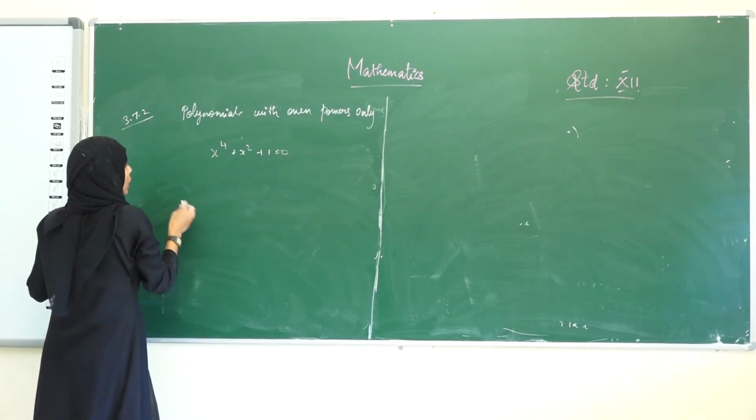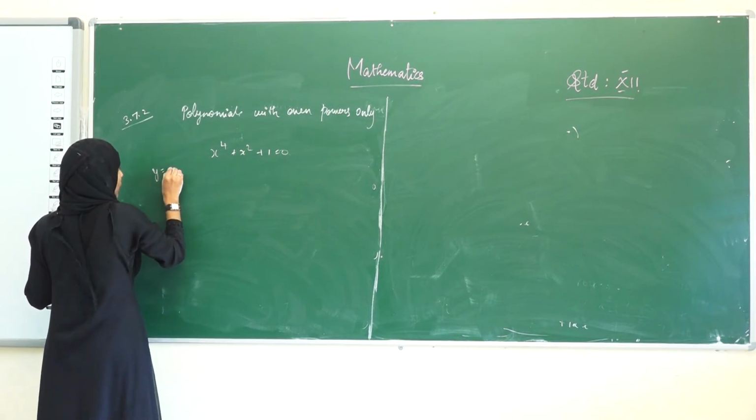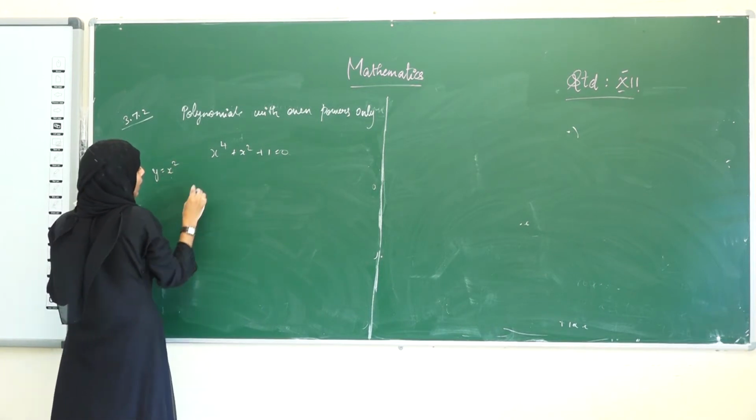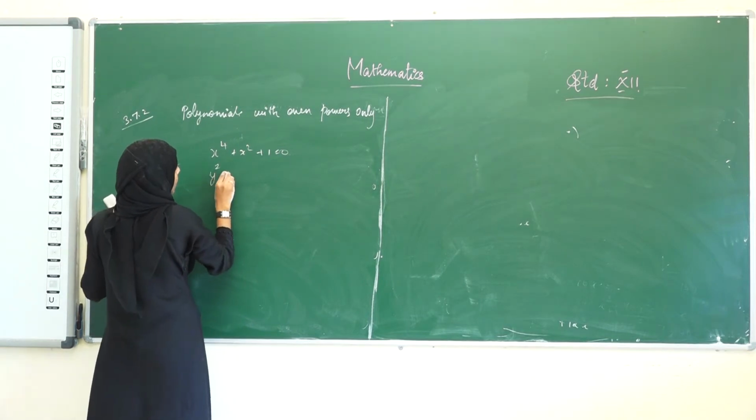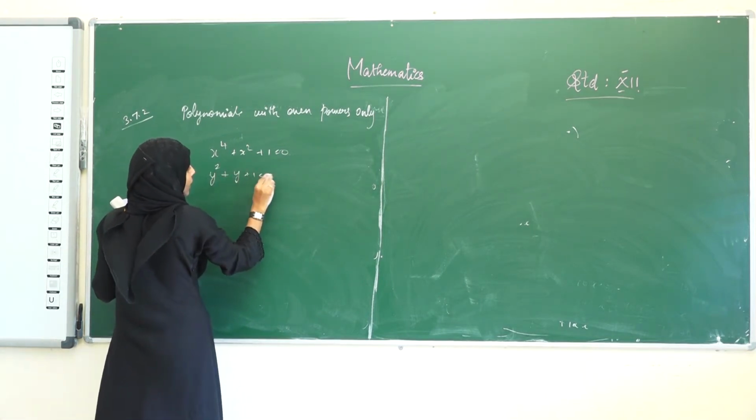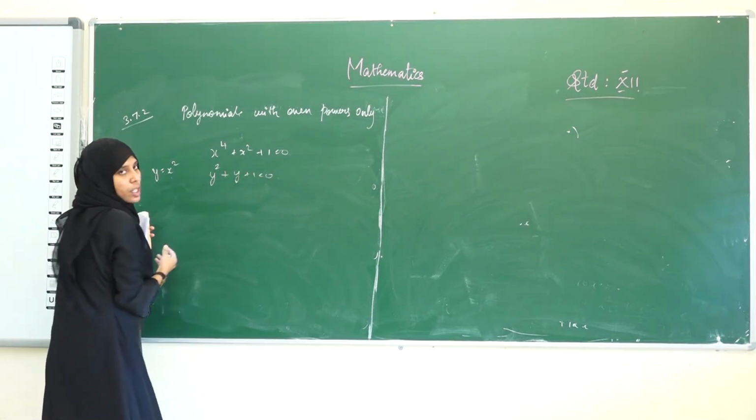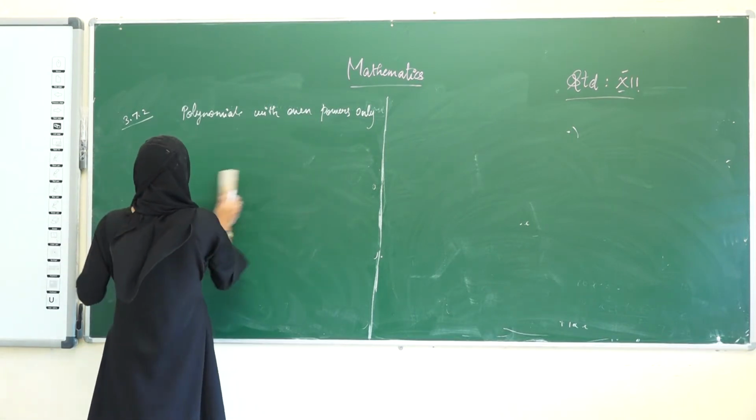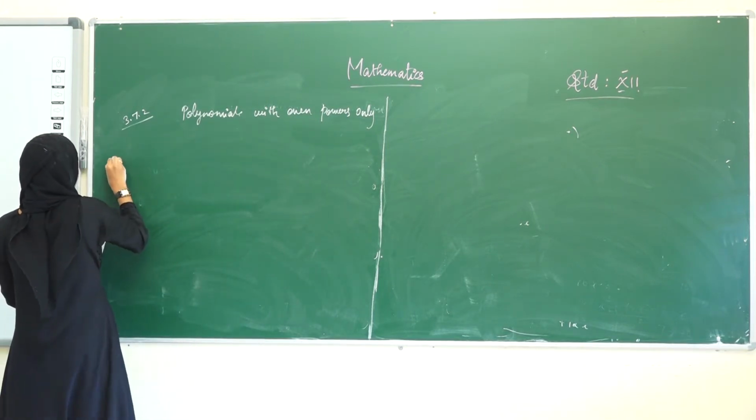What we can do is substitute y is equal to x square. Instead of x square, we can take y. Therefore this becomes y square plus y plus 1 equal to 0. Then we can easily solve this quadratic equation and find the roots. So this type of questions only they have given here.